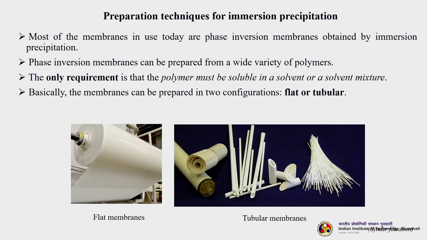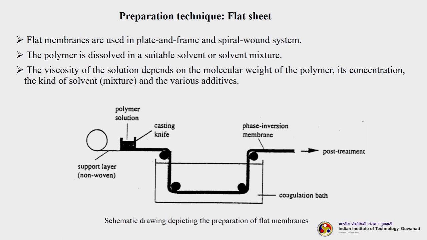Phase inversion membranes can be prepared from a wide variety of polymers. The only requirement is that the polymer must be soluble in a solvent or a solvent mixture. That is the only criterion for using this phase separation or phase inversion technique. Basically, the membranes can be prepared in two configurations: either flat sheet membranes or tubular membranes. You see here the flat sheet membranes, which are commercial membranes available. These are hollow fibers, these are ceramic membranes, and these are tubular membranes.